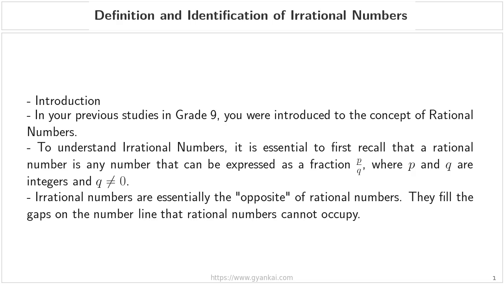You can think of irrational numbers as essentially the opposite of rational numbers. While rational numbers cover many points on the number line, they don't cover everything. Irrational numbers are the numbers that fill in those tiny, infinite gaps on the number line that rational numbers simply cannot occupy. Over the next few slides, we will look at how to formally define these numbers, and more importantly, how you can identify them yourself.